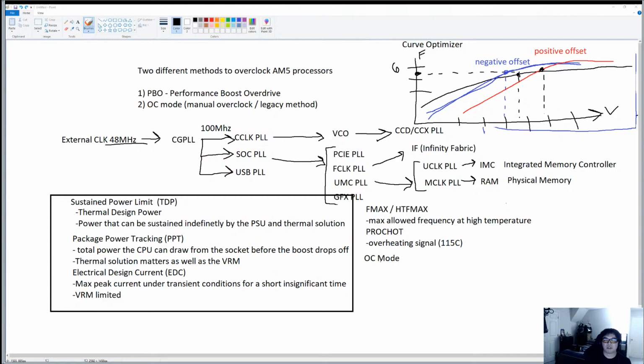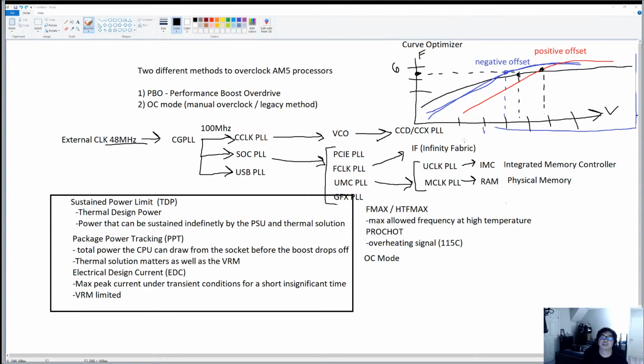So the primary one being Precision Boost Overdrive. I know I said Performance Boost Overdrive, but it's Precision Boost Overdrive. It's the second generation of that, carried over from Zen 3, but now it does work with DDR5. So there are a little bit of nuances there to be familiar with. All these different phase lock loops for the core clock, the system on chip clock, the USB, all that stuff.